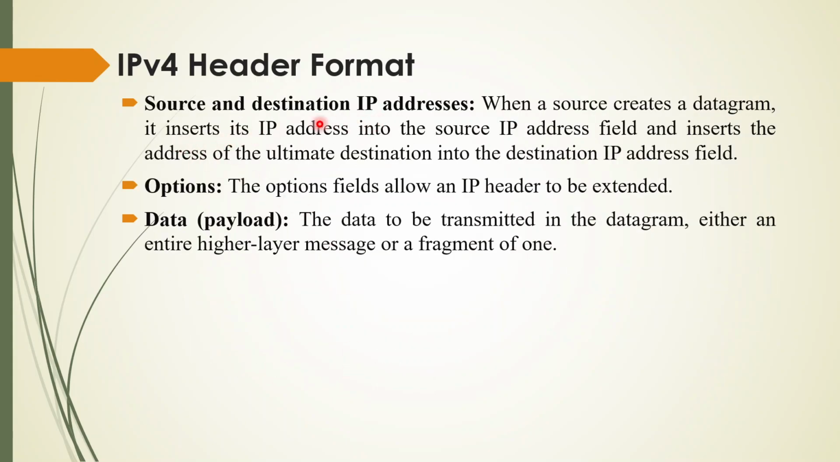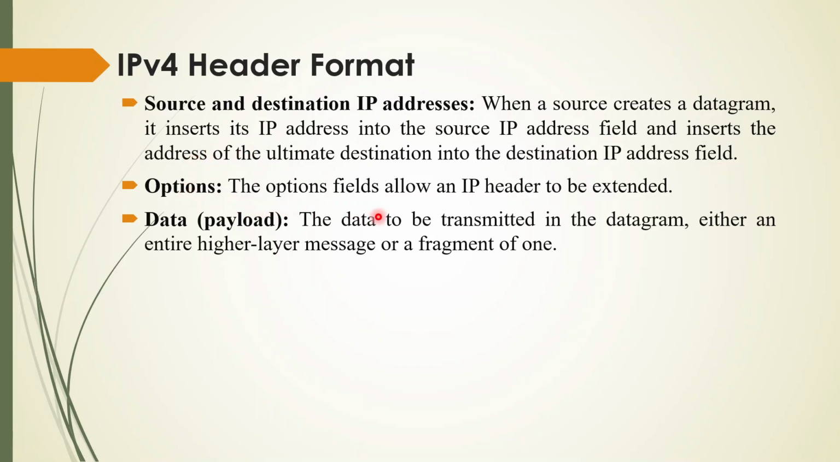Next are the source and destination IP addresses, which you all know about. The source is sending the data and the receiver is receiving the data, that is the destination. When the source creates a datagram, it inserts its IP address into the source IP address field and inserts the address of the ultimate destination into the destination IP address field. So the header has both a source address and a destination address.